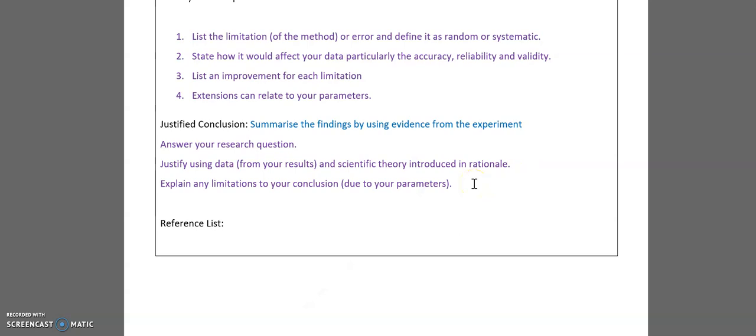And then finally explain any limitations to your conclusion. So if I decide that as concentration increases, the rate of reaction increases, or the time taken for the reaction to occur decreases, my limitation is that I only tested up to 2 molar. So if I didn't test 3 molar, I don't actually know if that relationship continues. Does it continue forever as the concentration gets greater and greater? Does it just speed up and speed up, or is there a time when it plateaus out? We don't really know that. So you need to make sure you include your limitations, which could be due to your parameters.